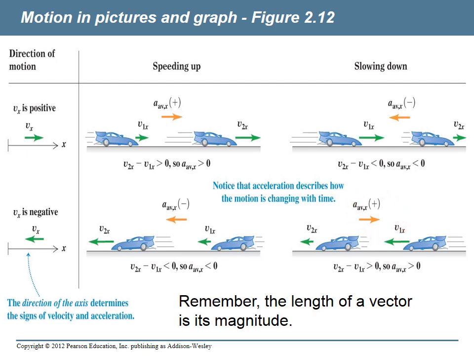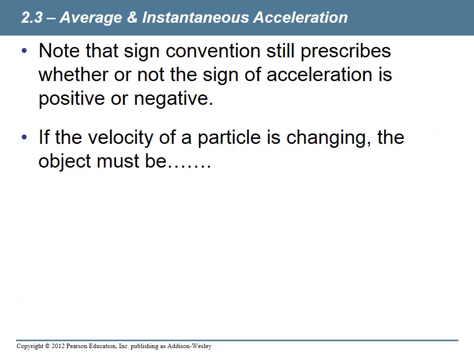So I'll end up with a positive acceleration. You can see that the change in vectors between here and here, this one minus this one, is in that direction, right? It's going less negative, so the acceleration will be positive. So a quick note on the average and instantaneous accelerations: the sign convention still prescribes whether the sign of the acceleration is positive or negative. If I flip the sign convention around, then it changes the positive or negative. It simply depends on how we set it up.